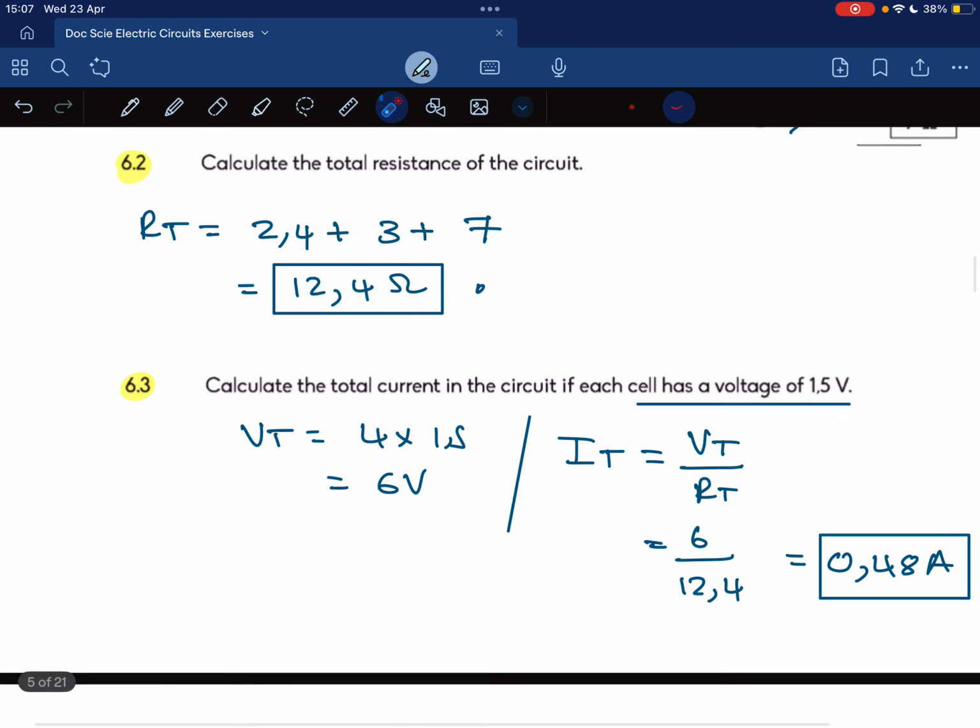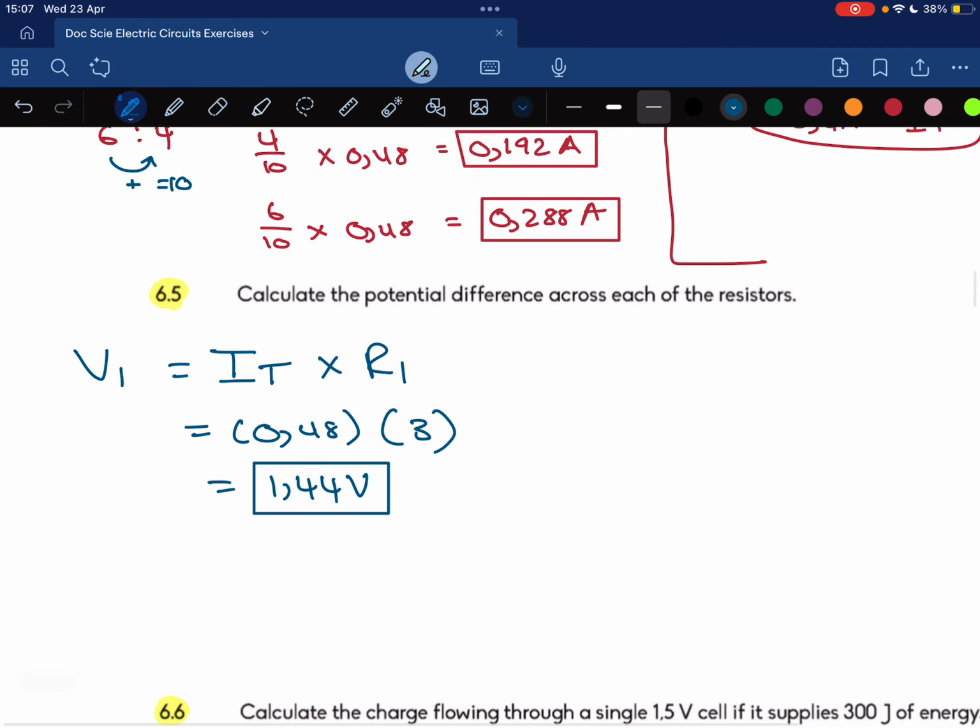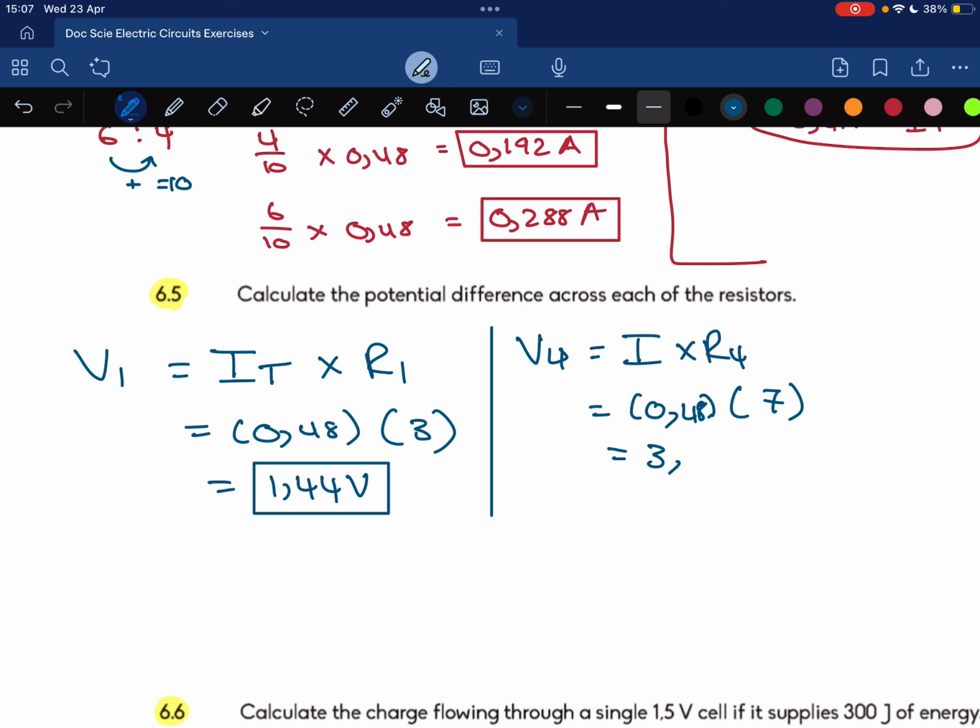So I can figure out that one by saying, well, the voltage through resistor 4 is also equal to I times R4, and I is I total multiplied by 7, which is just going to be 3.36 volts.